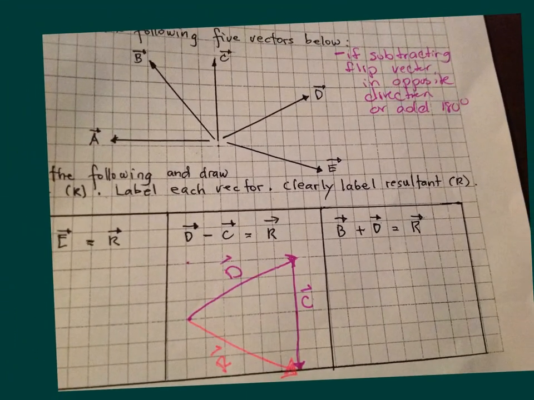So what I did was first I drew vector D because it says D minus C. So D is going to be our reference vector. That's our starting point. And I looked at the vectors that we were given and I just redrew vector D. From vector D, I drew a negative vector C. Again, because we're subtracting, I had to flip C upside down. So while C up here is pointing straight up, in our problem C has to point straight down because we're subtracting C.